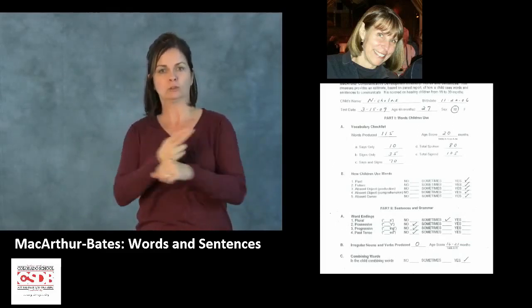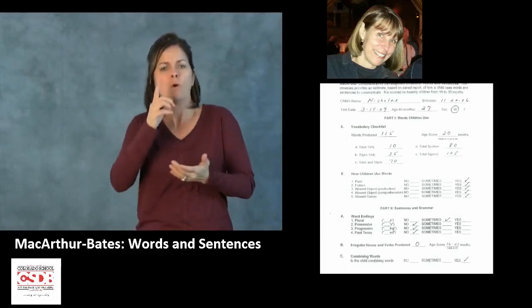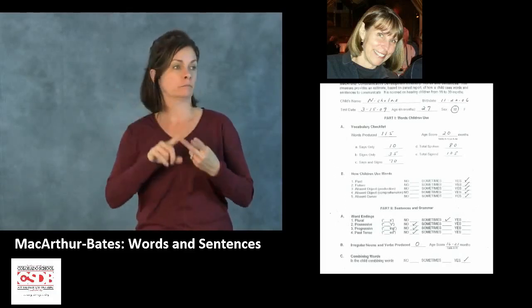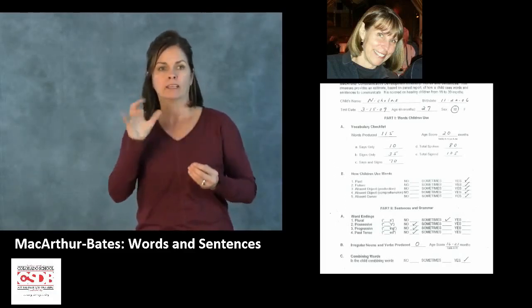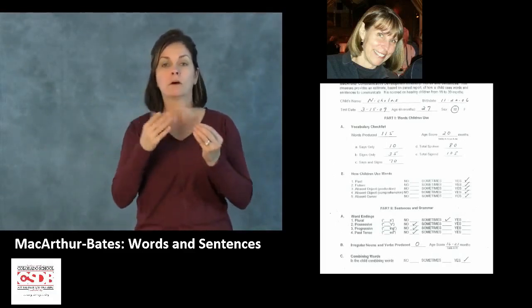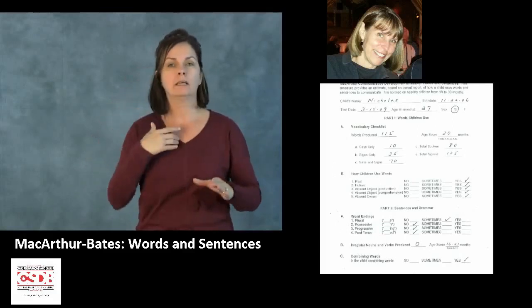How children are using their words. What kinds of things are they talking about? Are they talking about the past? Are they talking about things that are not in their immediate environment? Are they talking about things that will happen in the future, regardless of if they're doing it with correct grammar or not?